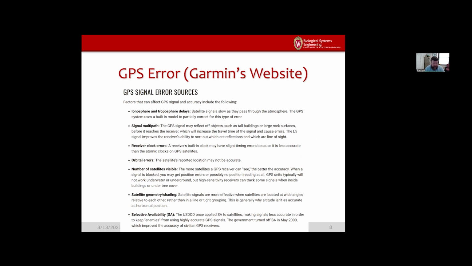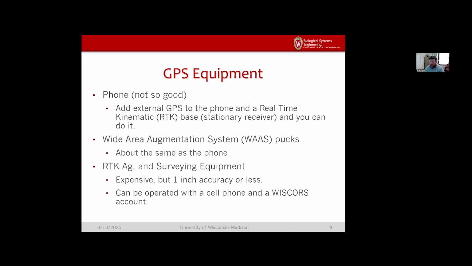I think the next slide, what we'll have is sort of GPS equipment and talking about our correction signals again. So our phone, like I said, is running on WAAS usually, and my nearest WAAS stationary receiver is probably 200 to 500 miles away from me. Who knows? It could be between that. So our WAAS pucks and the little Garmin pucks you put on stuff are inexpensive and not altogether unuseful.